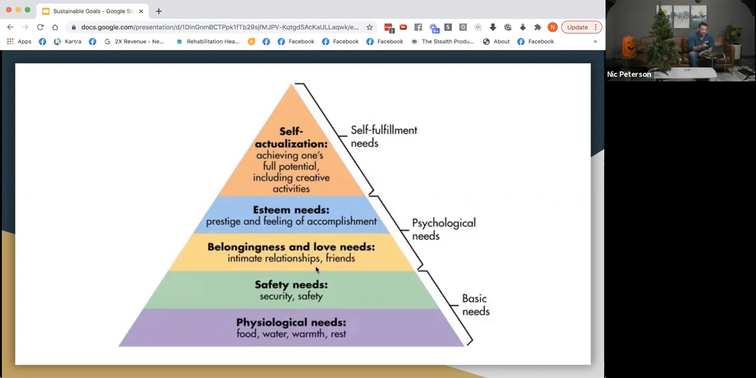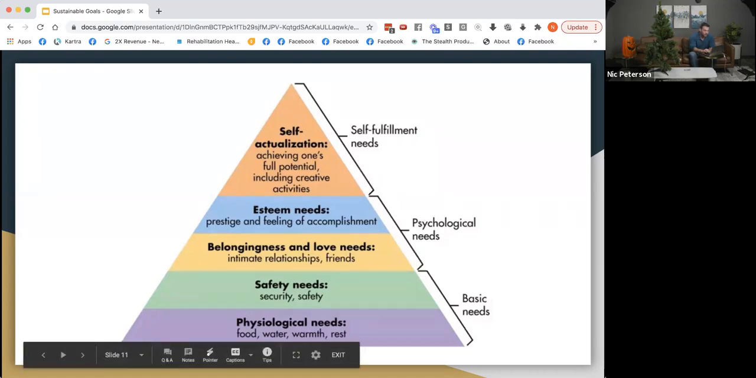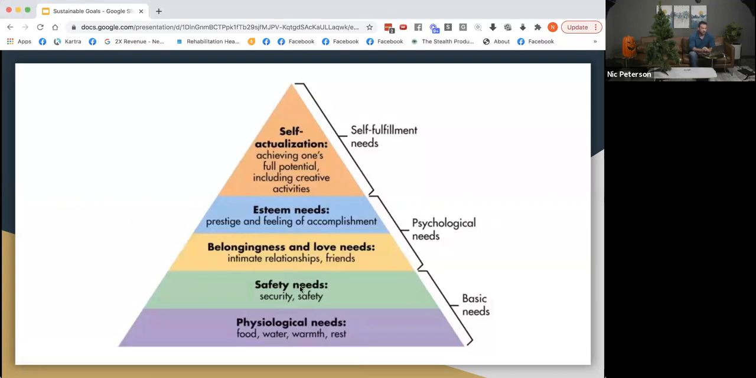We can have intimate relationships and friends, our belongingness needs met, but if we're not eating, and we don't have water, warmth, or rest, those things are going to fall apart. Does that make sense? Drop in the comments, let me know. So that's Maslow's hierarchy of needs.